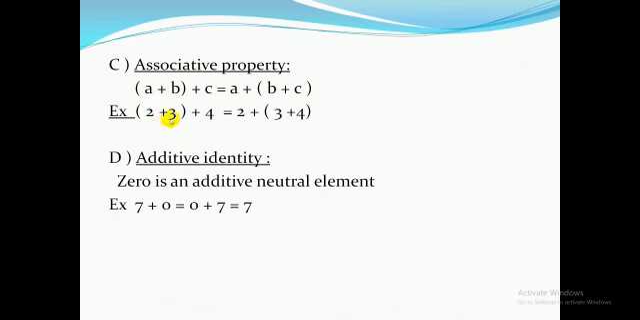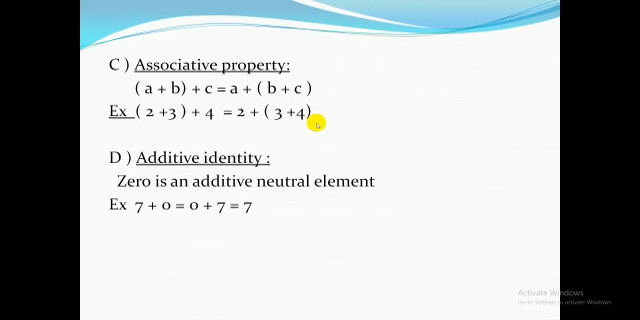Example: (2 plus 3) plus 4 equals 2 plus (3 plus 4). 2 plus 3 equals 5, 5 plus 4 equals 9, so the left term here equals 9. But for 2 plus (3 plus 4), I do the brackets first, don't forget. 3 plus 4 equals what? 7. 7 plus 2 equals 9. So the left side equals the right side, which equals 9.